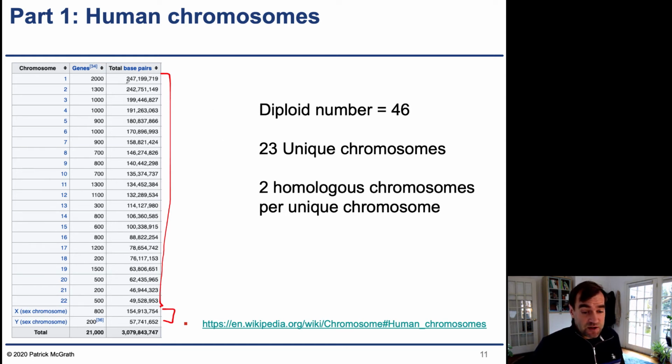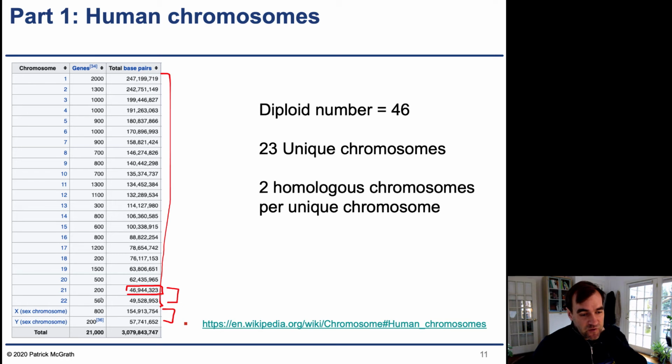So these are almost all named in order of size, with the exception of 21 and 22, which are reversed. But you'll see that the largest chromosome is chromosome 1, the second is chromosome 2, etc. There are 247 million base pairs of DNA in chromosome 1. And then the smallest is chromosome 21, which has 46 million base pairs of DNA. The X and the Y, you'll notice, have very different sizes. The X chromosome is 154 megabases, the Y chromosome is 57 megabases. So the Y chromosome is actually not the smallest chromosome. 21 and 22 are actually the smallest.